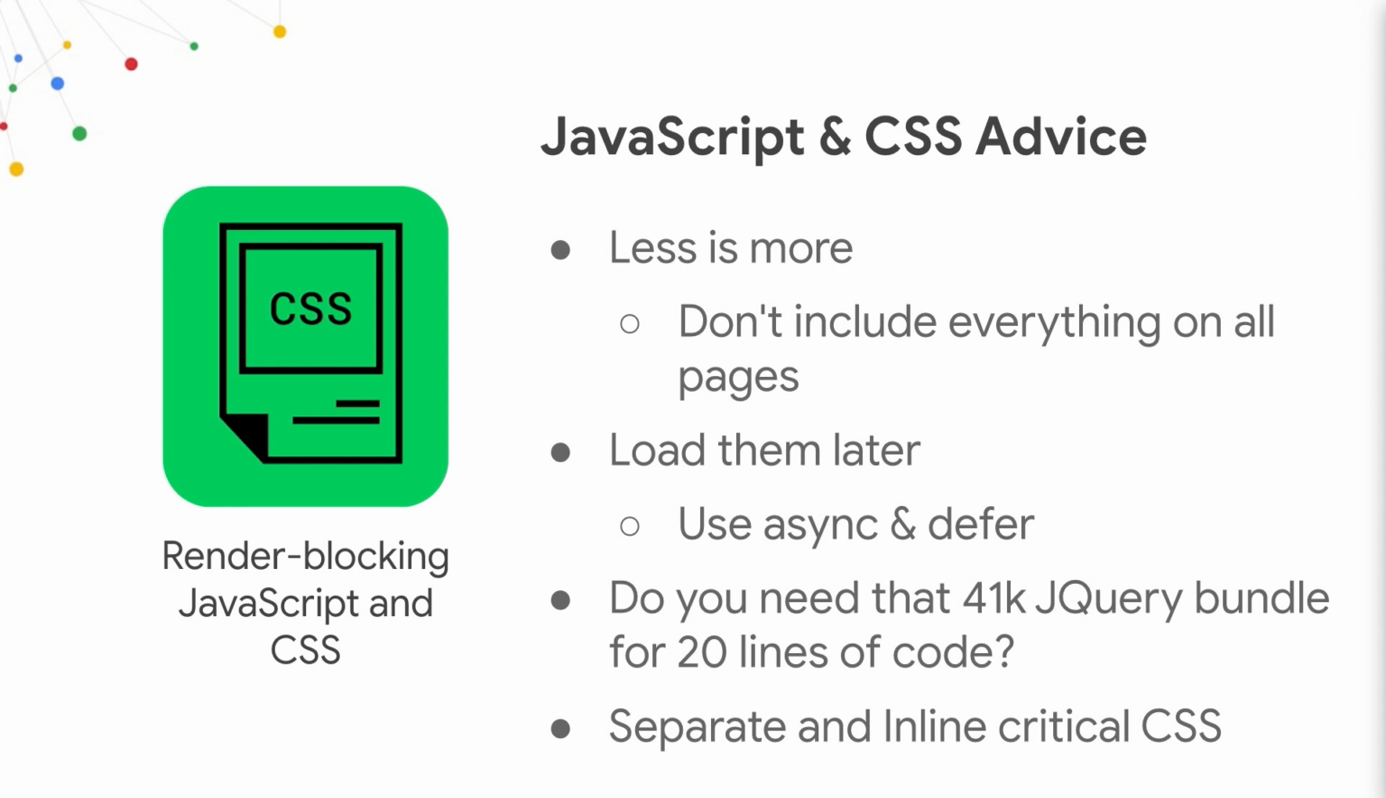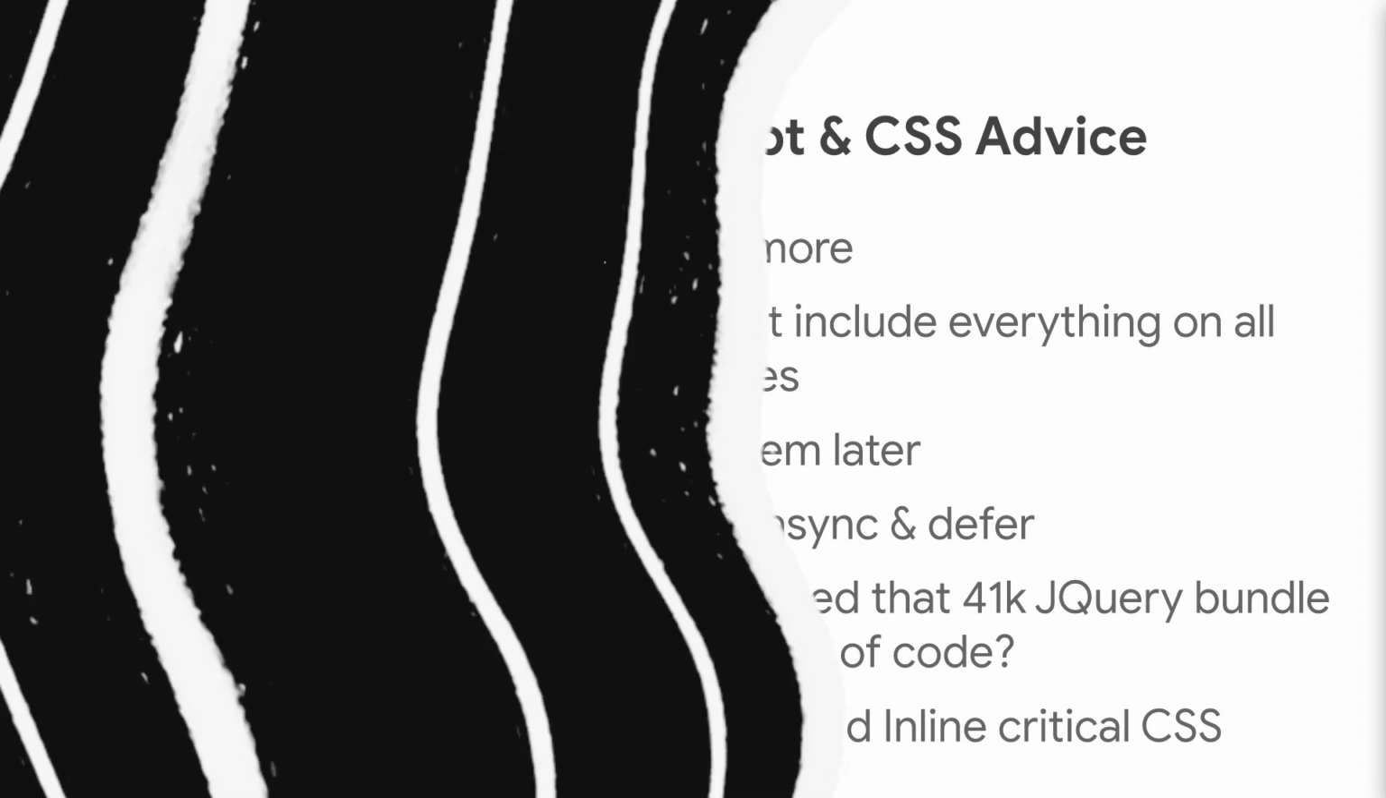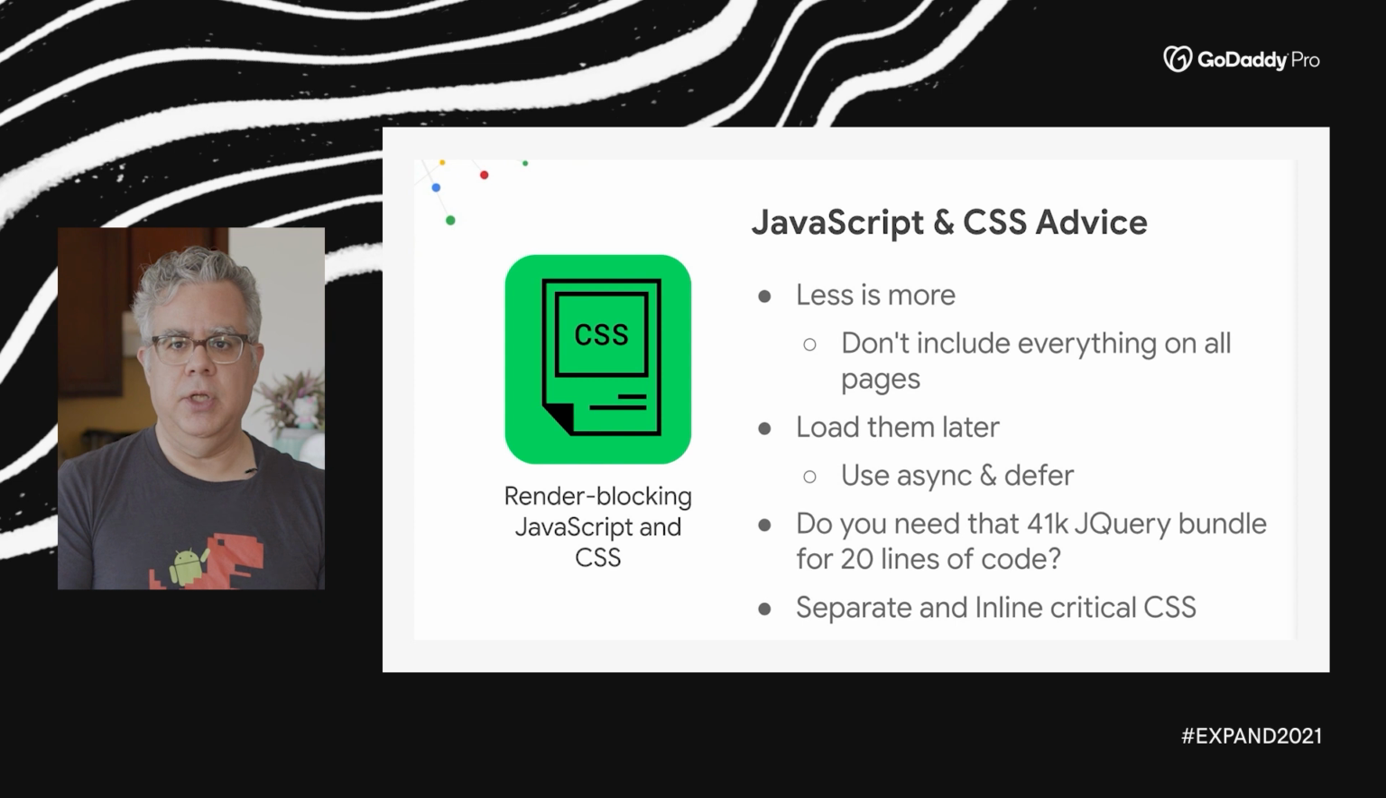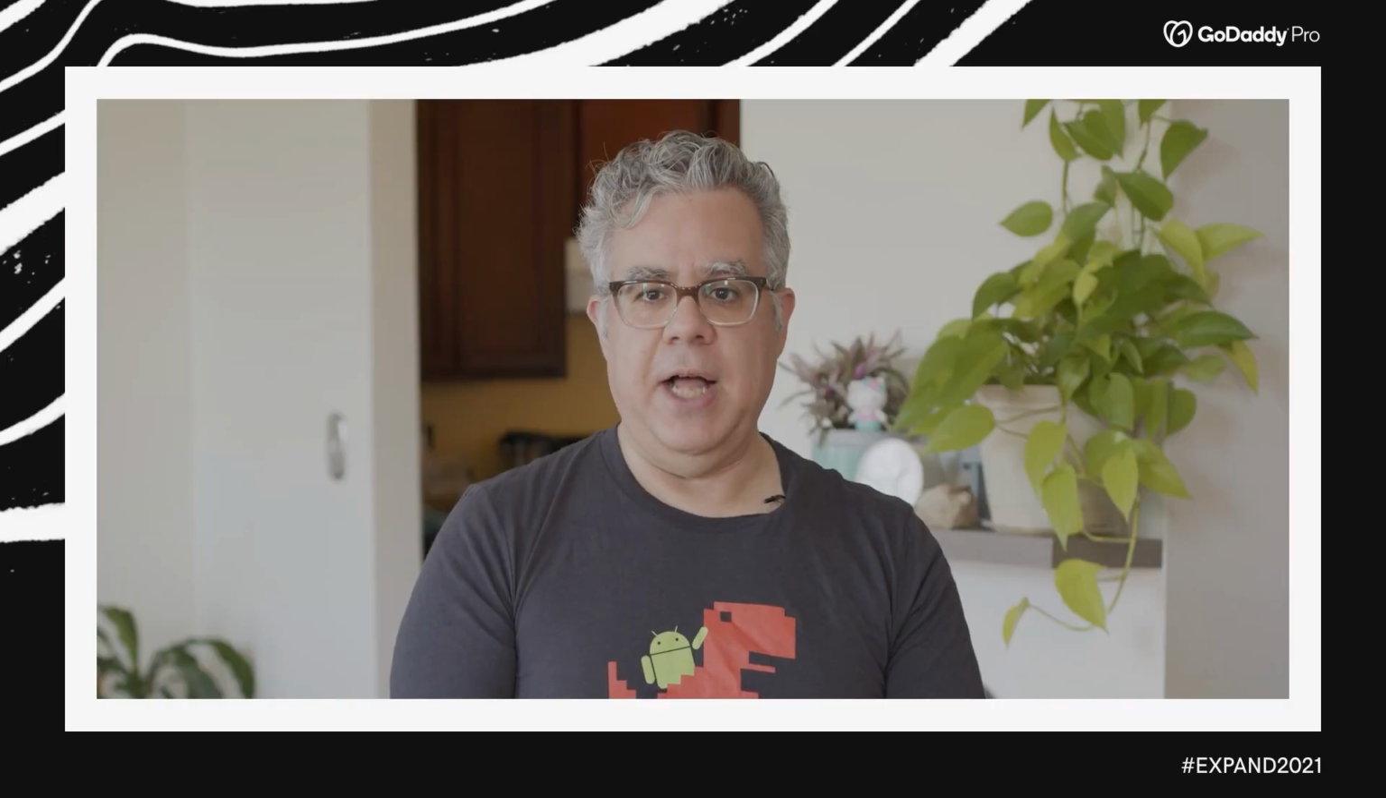Don't include everything on all pages. Load them later using async and defer. Often you have to ask yourself, do I need that 41K jQuery bundle just to save 20 lines of code? I'm guilty of this too. Everybody knows jQuery. jQuery is probably one of the most used libraries out there on the web. A lot of times it actually makes sense to just go and write 40, 50 lines of JavaScript to avoid that 41K bundle. Whenever possible, separate critical from non-critical CSS.